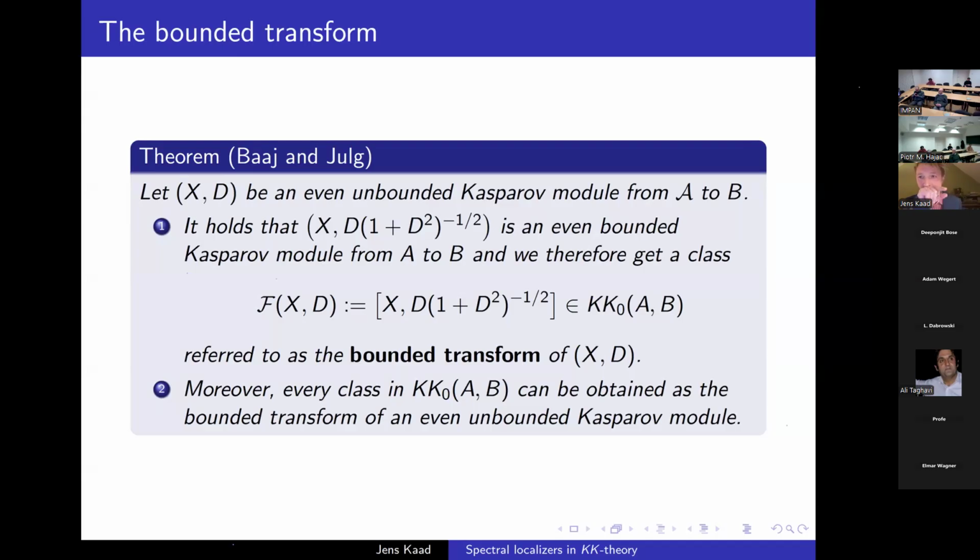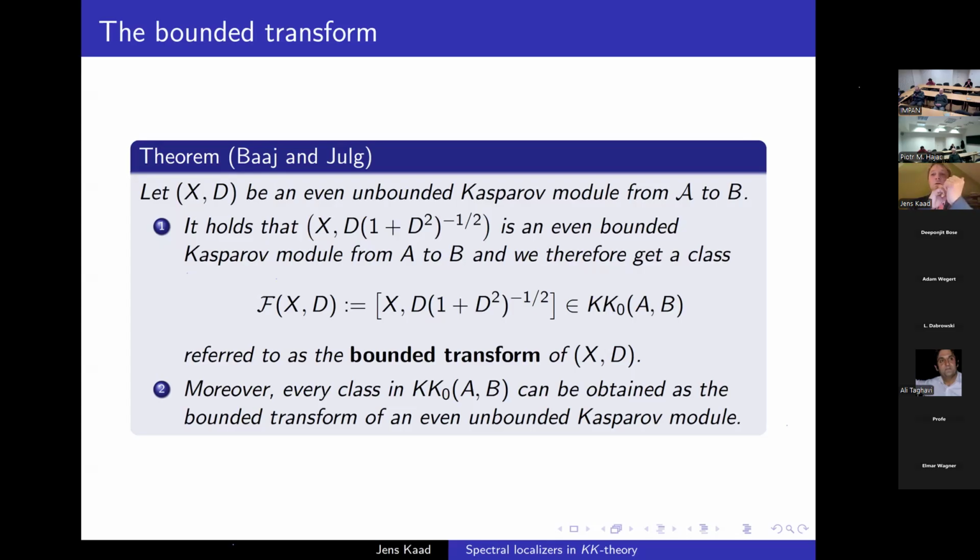So now what has happened is that I have argued that instead of starting out with a bounded Kasparov module, I can instead start out with an unbounded Kasparov module and then try to see whether I can compute the index homomorphism coming from the bounded transform of this unbounded Kasparov module. So now I have introduced unbounded operators into the picture. And so now I'm almost ready to define spectral localizers in this KK theoretic context.